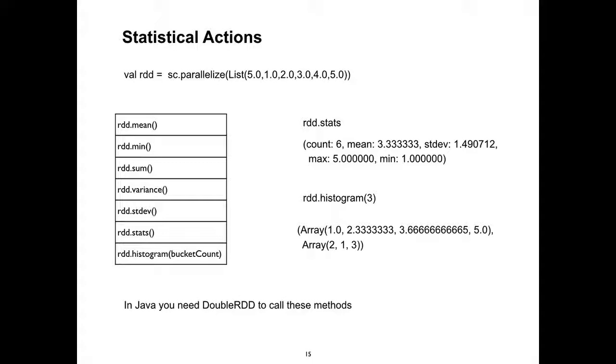And then there's a bunch of means and mins and max and standard deviation and all that sort of stuff. The stats one gives you a bunch of different values: the count, the mean, standard deviation, the max and min.